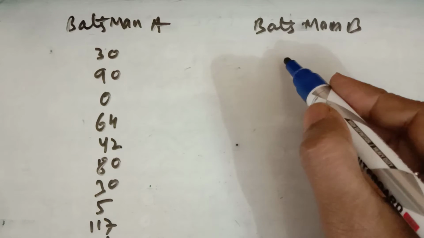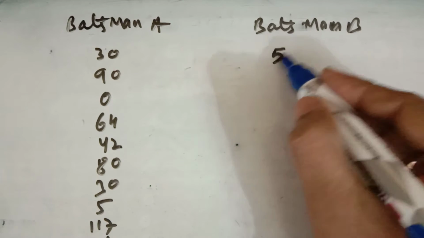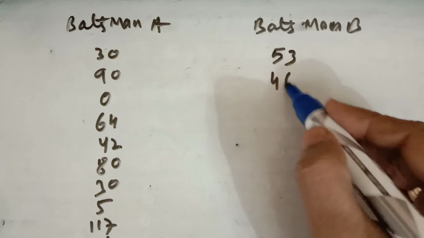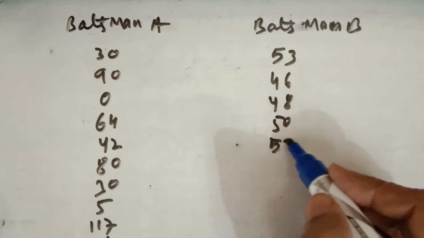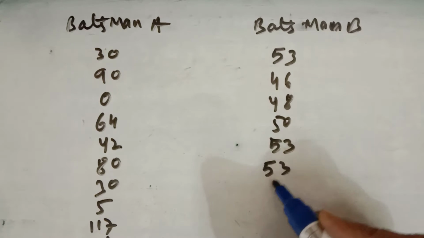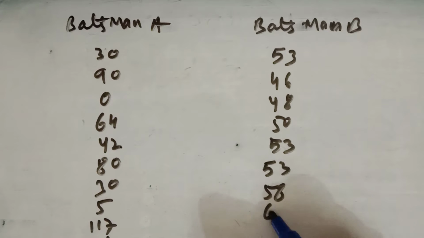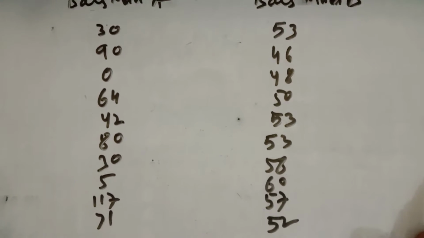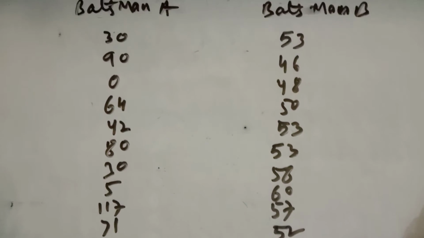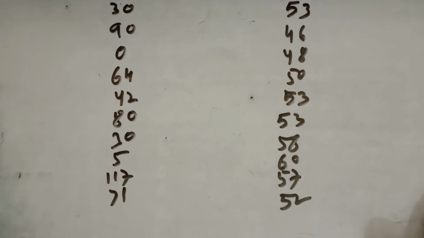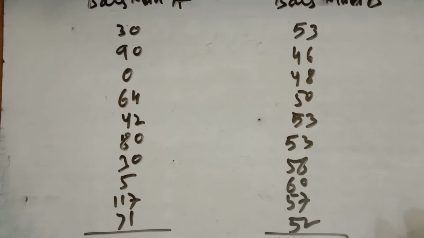Similarly, let us take another. Batsman B scored 53, 46, 48, 50, 53, 53, 58, 60, 57 and 52. So these are the runs scored by batsman B in his last 10 matches. Now if I find the mean of the scores by these two batsmen, you know how to find the mean.